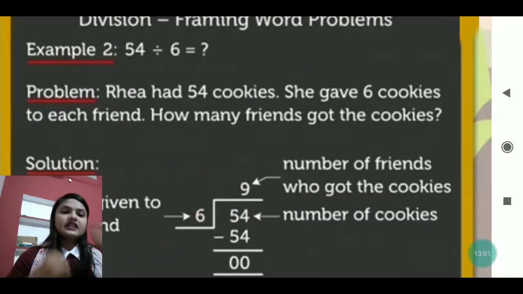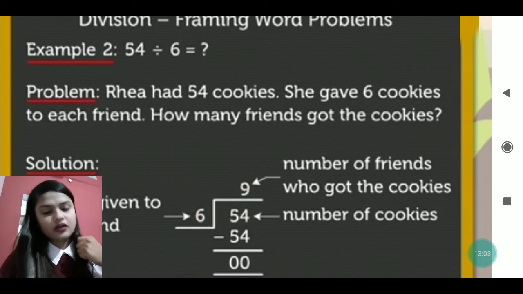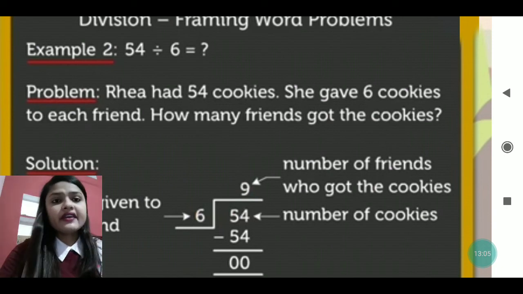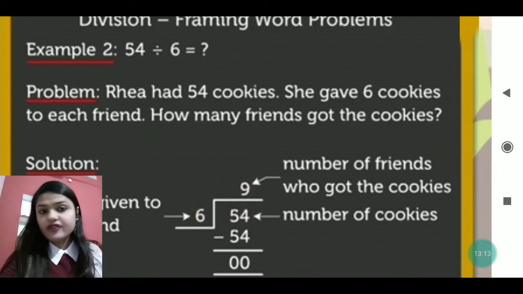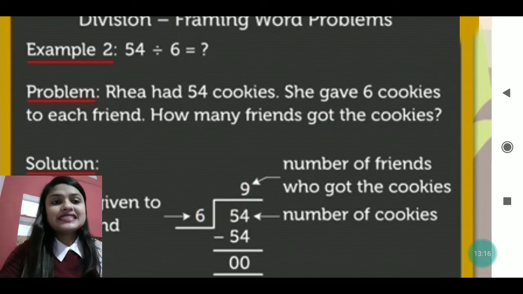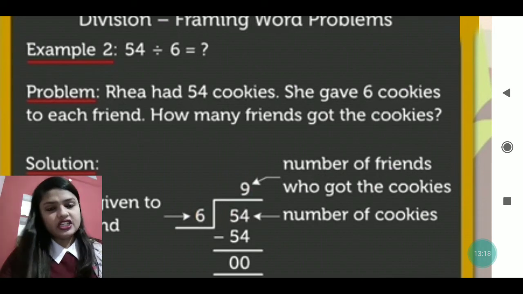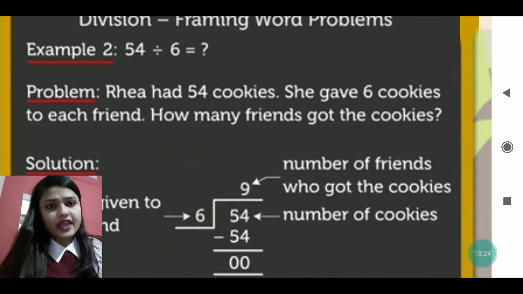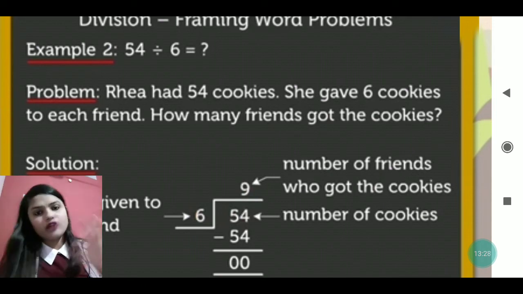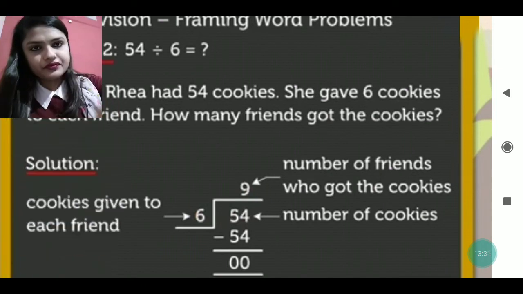In this also, one more simple question is given. What is written? Ria had 54 cookies. Sorry, Ria had 54 cookies. She gave 6 cookies to each of her friends. How many friends got the cookies? How many number of friends got that cookie? Just see.